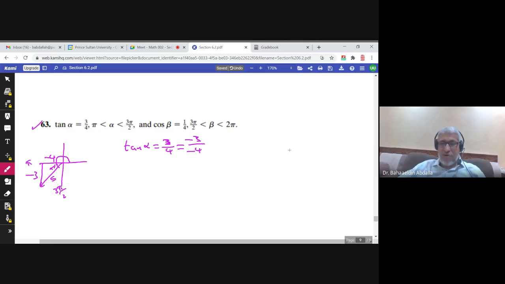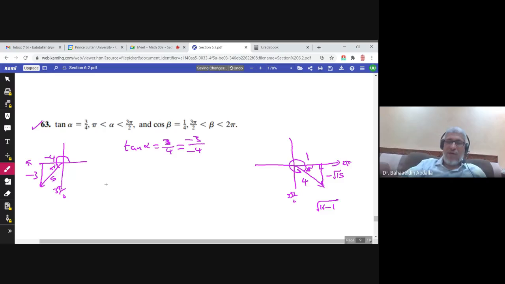Okay. Now let us draw the angle of beta. Where is beta? From 3 pi over 2 to 2 pi. So beta is in the fourth quadrant. Good. So this is beta and this is beta prime, the reference angle of beta. This is the triangle of beta. What do we know? We have the cosine. Cosine beta is the adjacent, positive, over the hypotenuse, positive, and you find the opposite, which is negative. How to find it? Square root of 16 minus 1. So this is negative square root of 15.